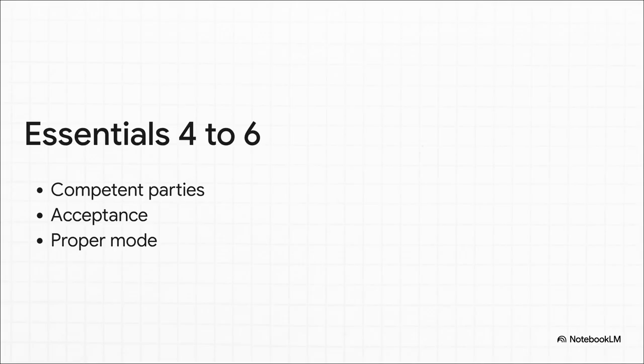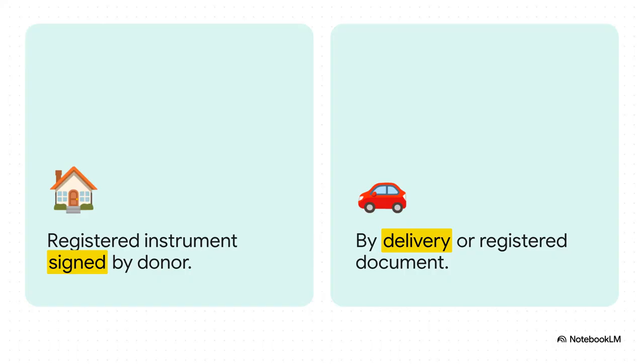And finally, the 6th point, the mode of transfer under Section 123. For Section 123, present this exact bifurcation on your paper. For immovable property, it must be by a registered instrument, signed by the donor, and it strictly requires attestation by at least 2 witnesses. The registration part is absolute and non-negotiable to prevent fraud. Now, for movable property, it can be by delivery or a registered document. Physical delivery is perfectly sufficient for movables, but hey, if the parties prefer, a registered document is equally valid.